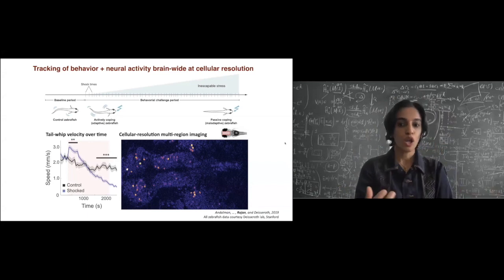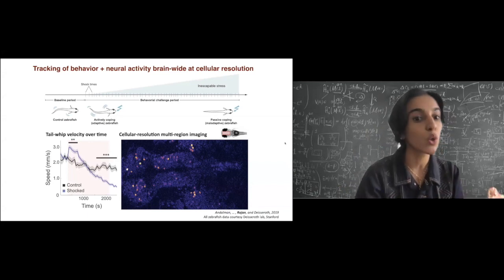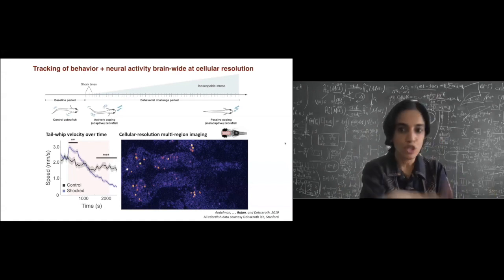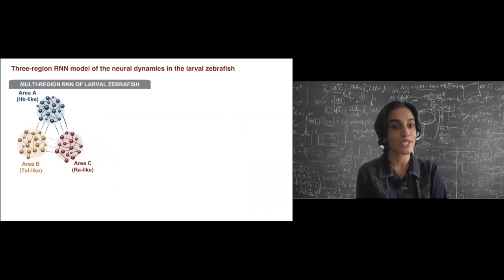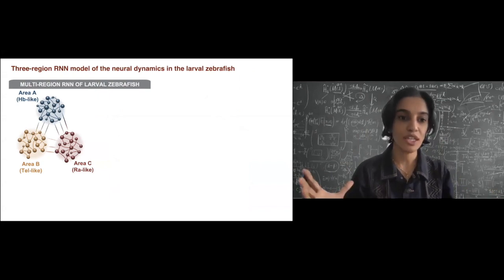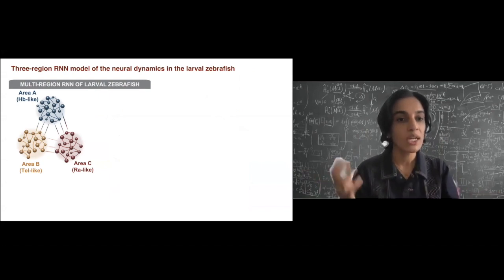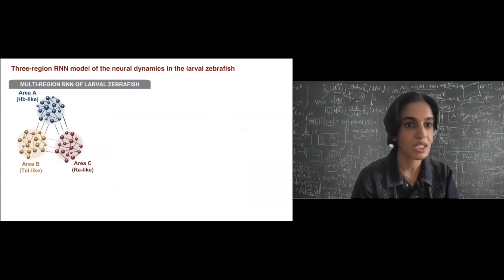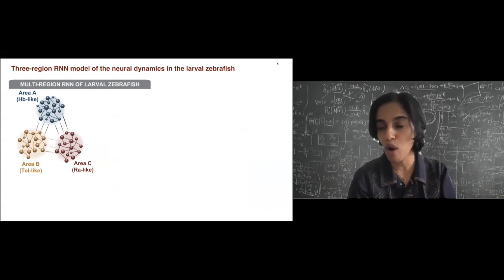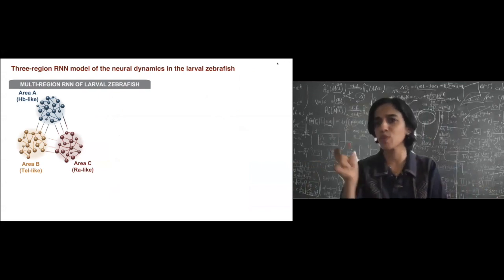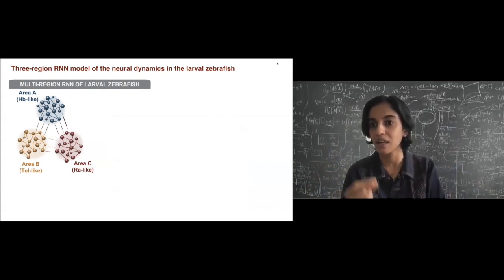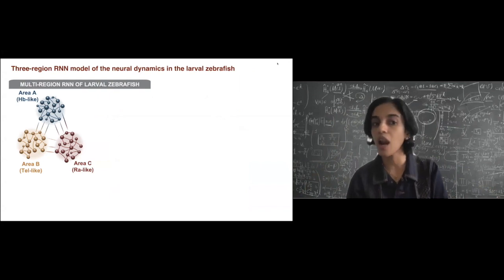So this is what I mean when I say we're looking for a mechanism. What I want to do is build a multi-region RNN model of this entire system. We have 13 regions, but I want to show you a subset of this to tell you that you can make progress even with a limited data set. Here I'm going to show you a three-region RNN model, because we can really tease apart everything in this model.